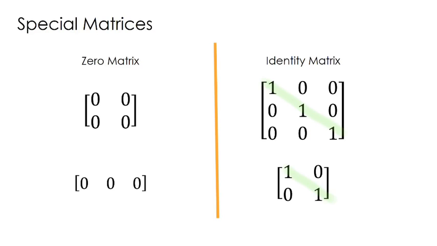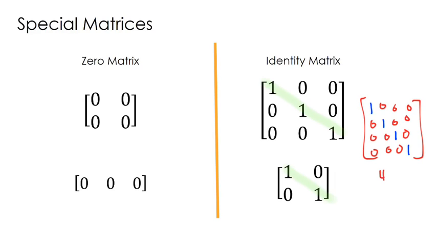So for example, I could have a 4 by 4 identity matrix and it would look just like this. I'd have 4 diagonal ones and then all the rest would be zeros. That would be a 4 by 4 identity matrix. So just kind of be familiar with some of this vocab as we move forward.